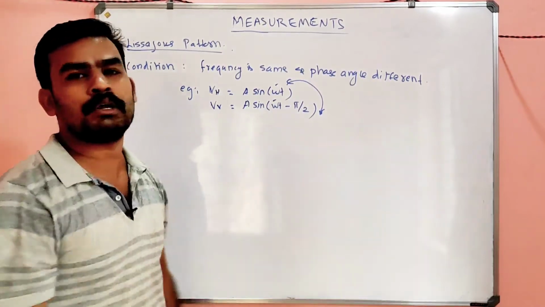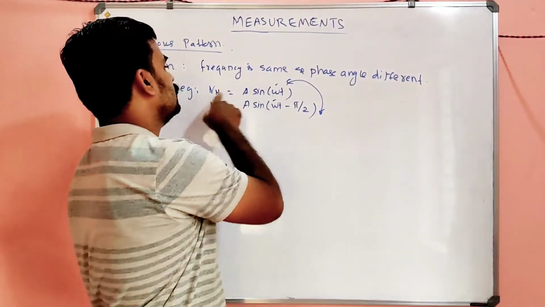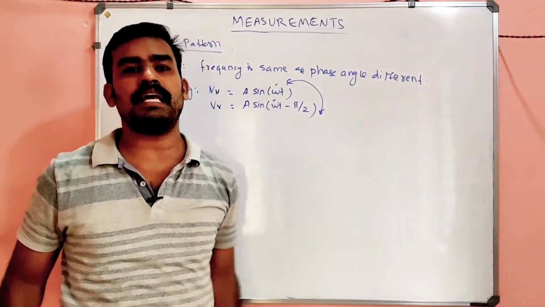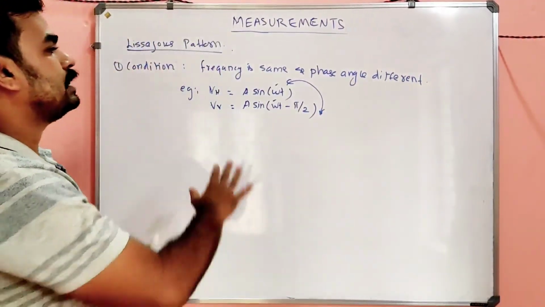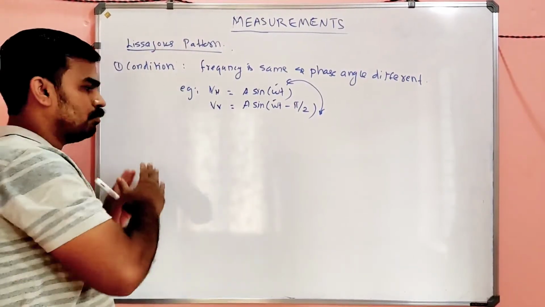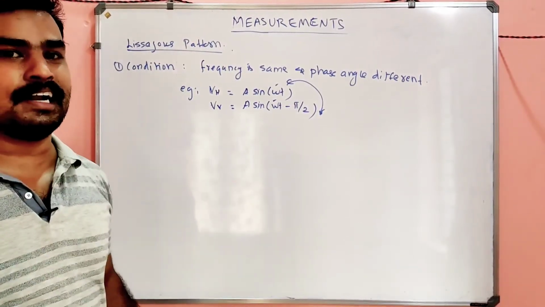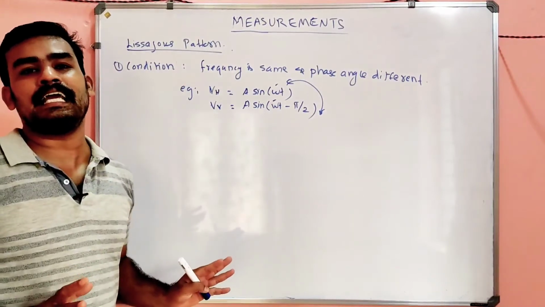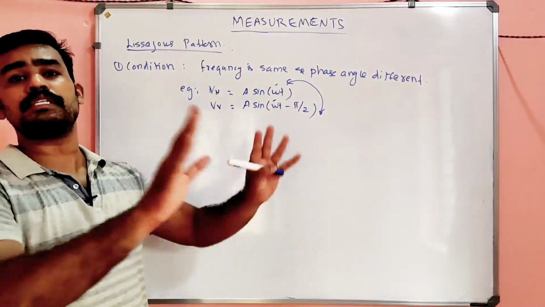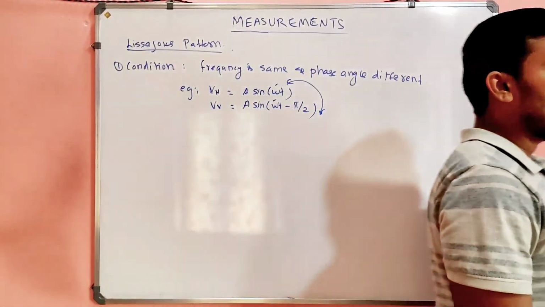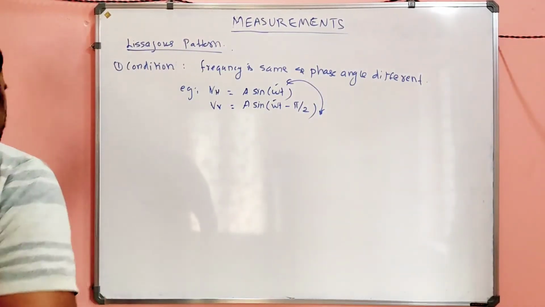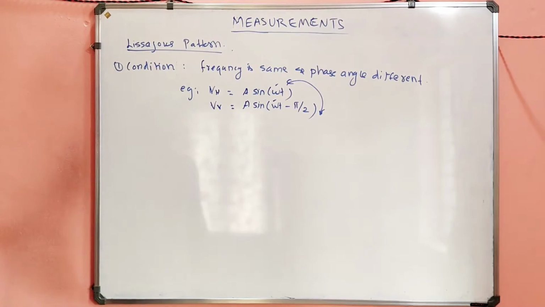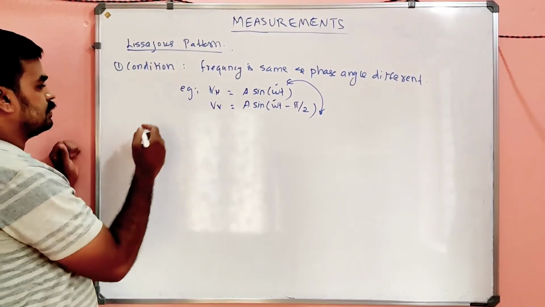Give it to the CRO, one signal for horizontal deflection and the other for vertical deflection, and you will get some pattern. I will explain what the patterns are for different phase angles, and you can easily say what the phase angle between the two signals is. Is it clear, my dear? So let us see what the traces are.